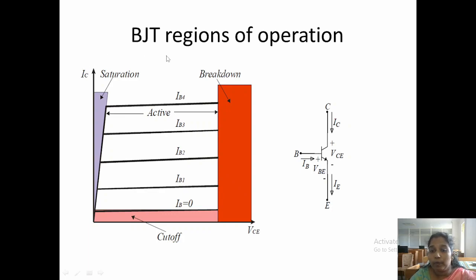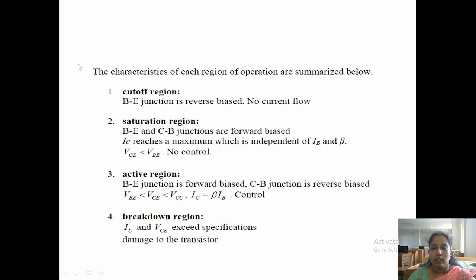Now as the collector-emitter voltage gets increased, the collector current increases, and it moves on to saturation, and then it gets to breakdown. So we fix a base current of 0, then another value of base current, and then another base current, and we note the readings of the collector-emitter voltage and collector current. The characteristics of each region of operation are summarized below.